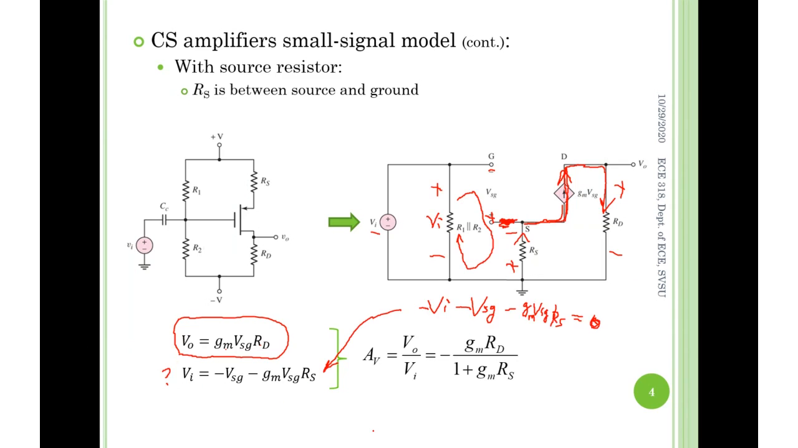All right. And then we can count here, we have 2 equations, of course. How many unknowns? Once again, Vo, VI, and VSG, 3 unknowns. We're good to go. Find the ratio between them. Fairly easy. Okay. We get the AC gain. You got the AC gain.